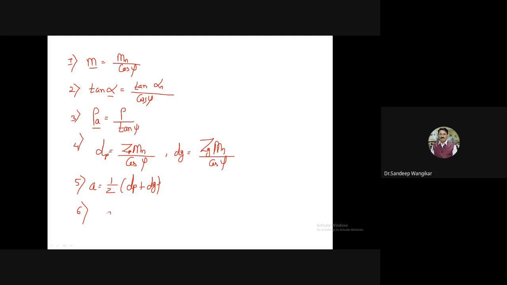And last, addendum circle diameter and dedendum circle diameter. So dA is equal to, yesterday we have seen all these formulas, mn into bracket zp divided by cos psi plus 2.